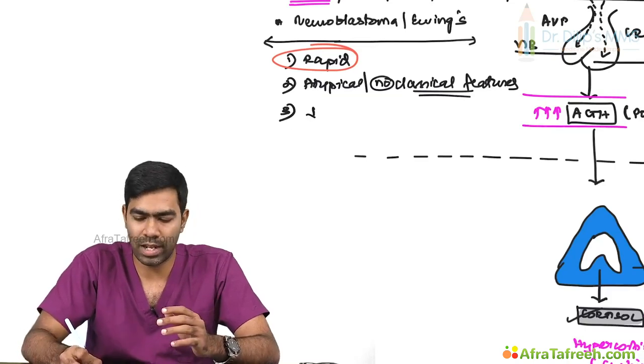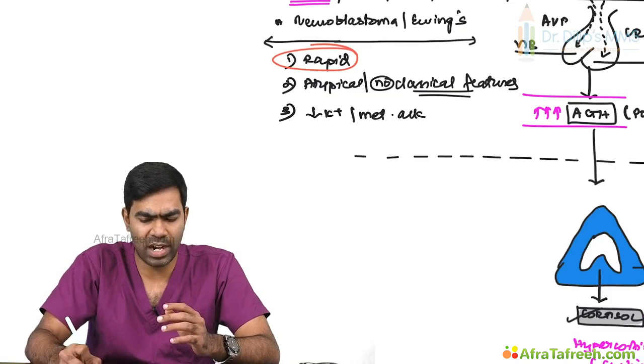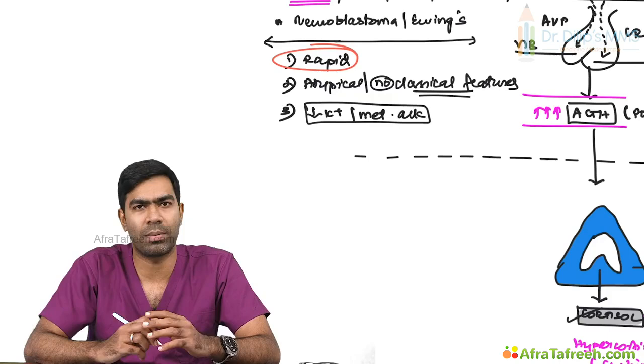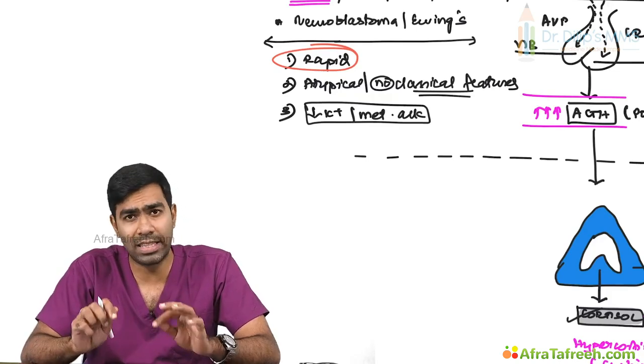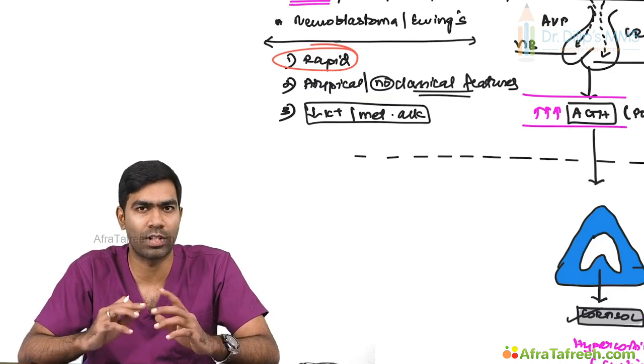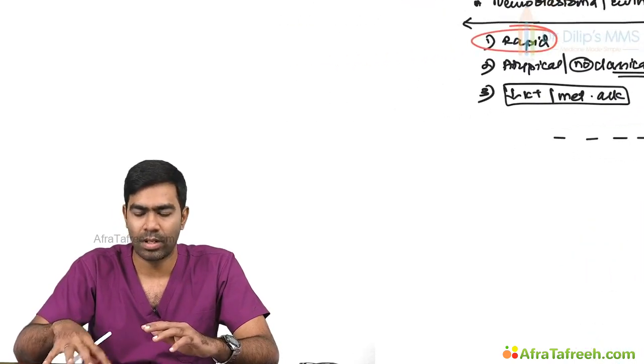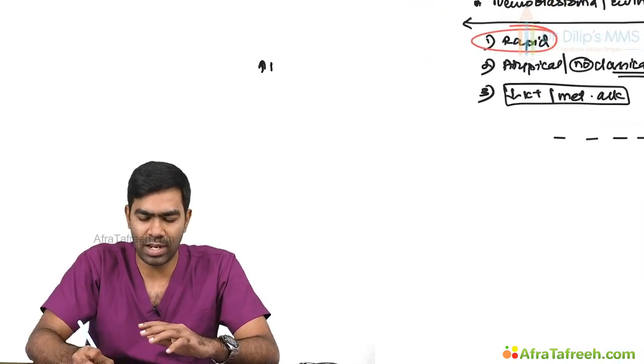Number 3, they might have hypokalemia and metabolic alkalosis. Remember, any Cushing syndrome can produce hypokalemia and metabolic alkalosis, but these patients tend to produce more hypokalemia and metabolic alkalosis, that too very early in the course of the disease. The reason is very simple. That's because of extremely high levels of ACTH.